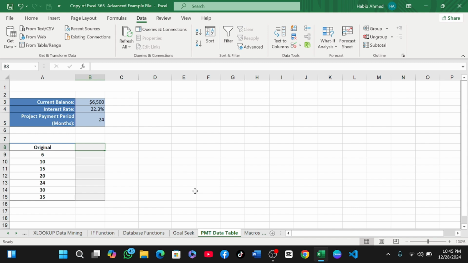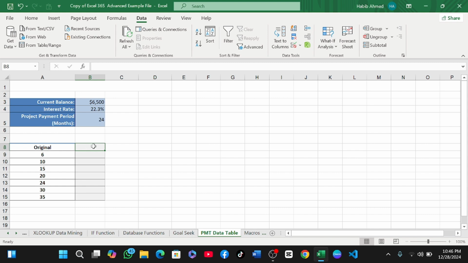For example, now we have our current balance as $6,500, and we have our interest rate which is 22.3%, and the monthly payment is for a period of 24 months. That is, we are going to take 24 months to pay off this debt. And now what are we going to be paying using this interest rate and this period of time, which is 24 months, or else it is 2 years.